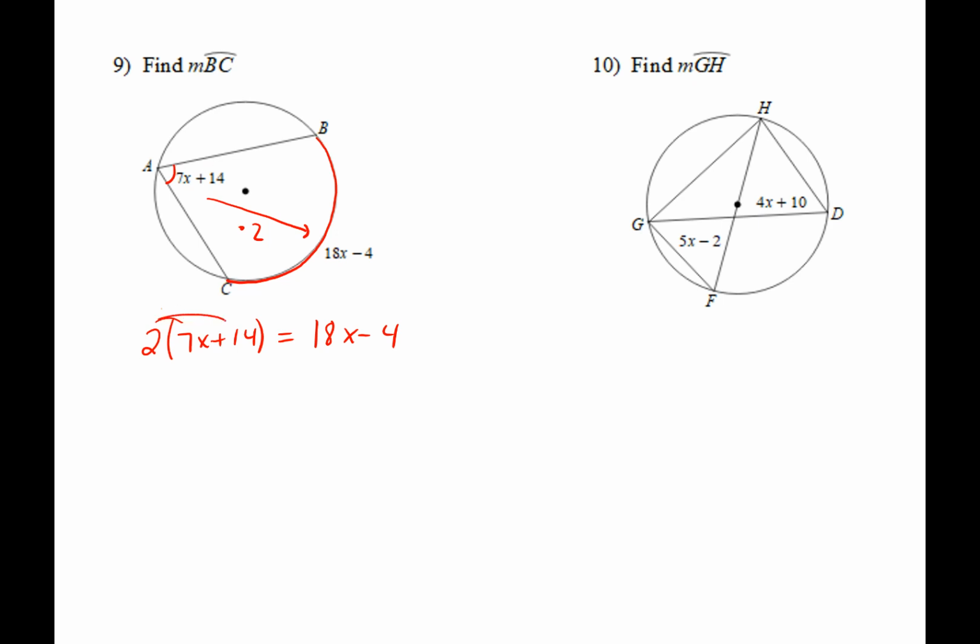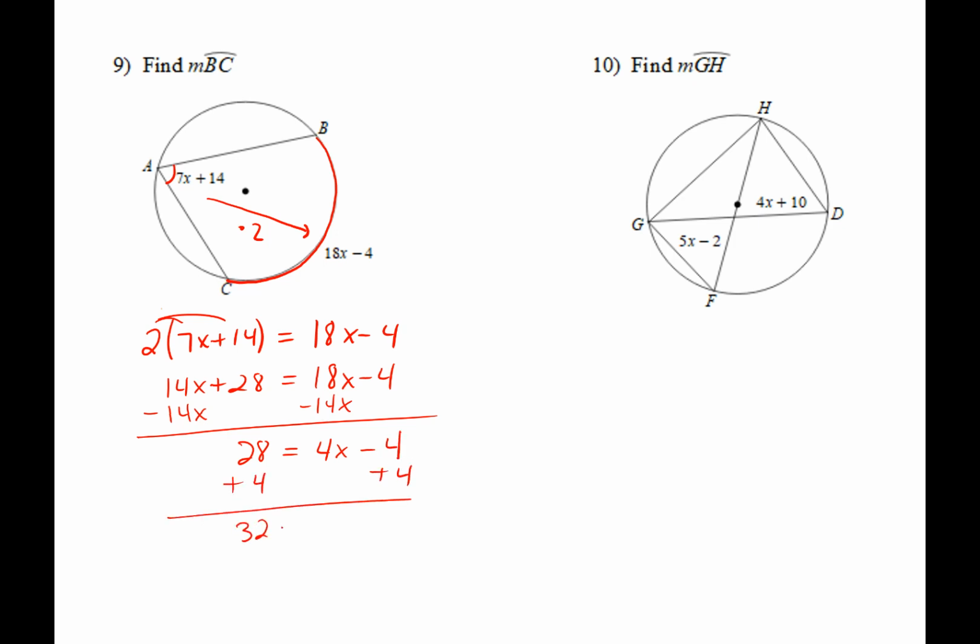Then if I distribute, I get 14x plus 28 equals 18x minus 4. And then solve, I would probably start by subtracting 14x from both sides, but you could do it a different way if you want. Then I get 28 equals 4x minus 4. Add the 4 to both sides. I get 32 equals 4x. Divide both sides by 4. And I end up with x equals 8, which, by the way, is not the answer.